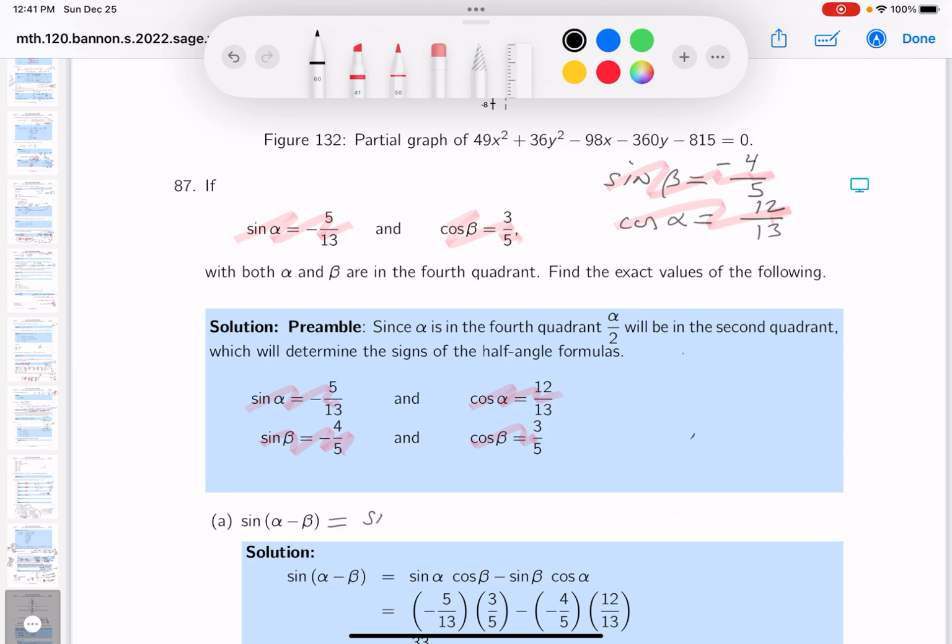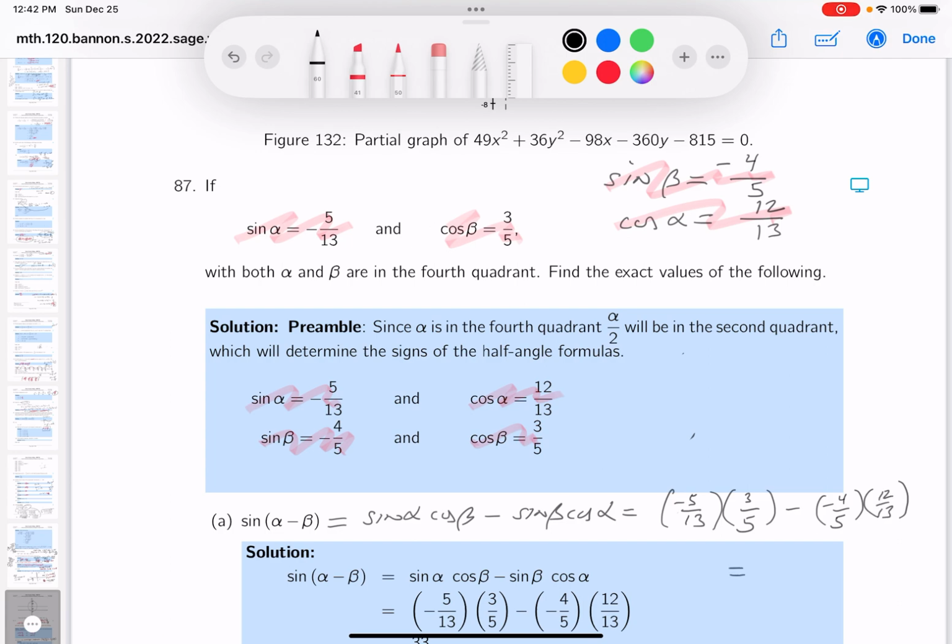So it's going to be sine of alpha, cosine of beta, minus sine beta, cosine alpha. Let's write this down. There's 4 things to write down. And let's do one at a time. So the sine of alpha is minus 5/13. The cosine of beta is 3/5. Let's see, the sine of beta is minus 4/5. And the cosine of alpha is 12/13.